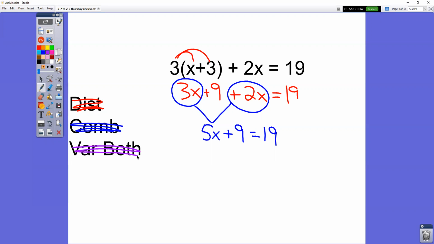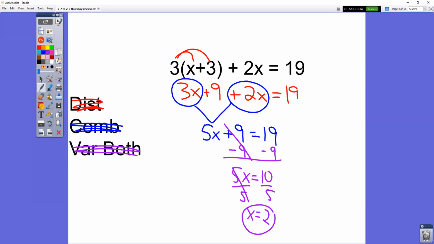All that I have left is a 2-step equation. So I'm going to do -9 and -9. So I have 5x equals 10. Divide by 5, divide by 5. That's just a 1-step equation now. And you should have got an answer of x equals 2. So you're going to have like 4 of these type of questions on tomorrow's quiz.